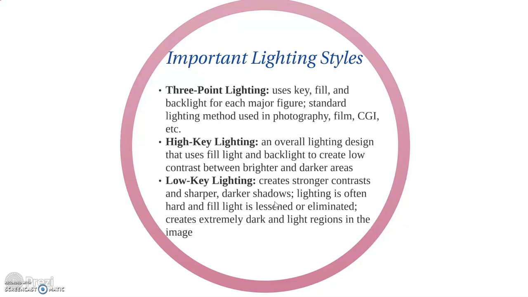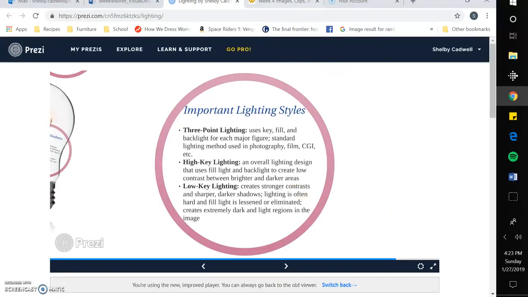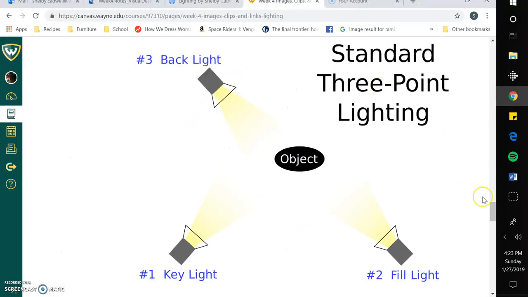So the important thing to remember for high and low key is that they sound like the opposite of what they are. High key equals low contrast, and low key equals high contrast. So let's look at a couple examples here to help clarify what I mean.